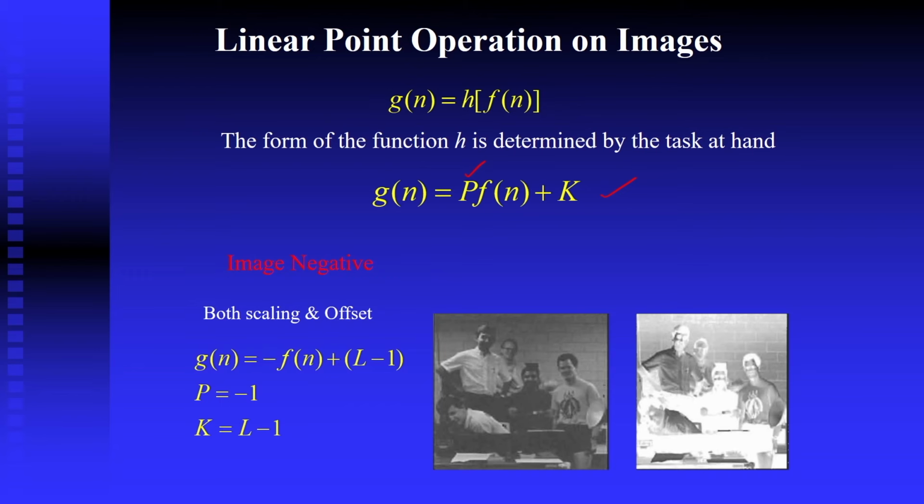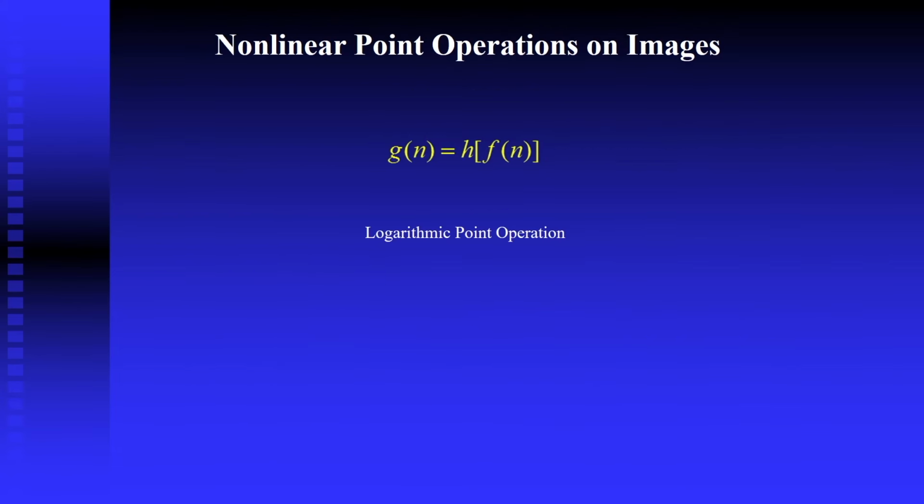Now based on the point operation, how do we get the negative image? In this case, if I consider P equal to -1 and K equal to L minus 1, where L is the number of gray levels, from 0 to L minus 1, the output is g(n) = -f(n) + L - 1. If I consider this transformation, then I will be getting the negative image. So this is my input image and this is my output image. Also I can apply a nonlinear point operation, maybe the logarithmic operation.